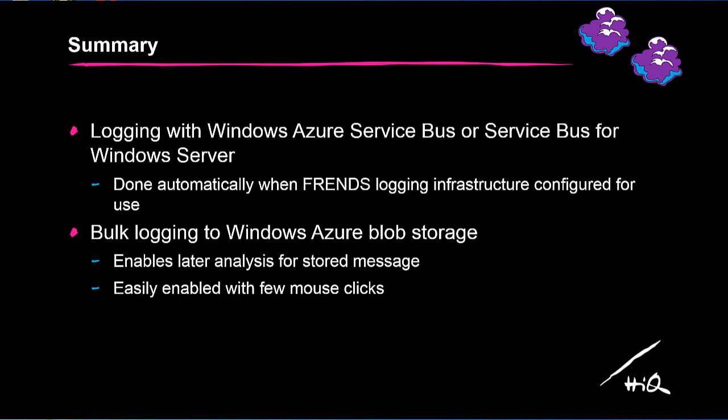So, as a conclusion, we can say that logging the details of those messages transferred by FRENDS Cobalt can be done using either Windows Azure Service Bus or Service Bus for Windows Server. If either one of those is configured, then logging the details is done automatically. No extra steps are needed.